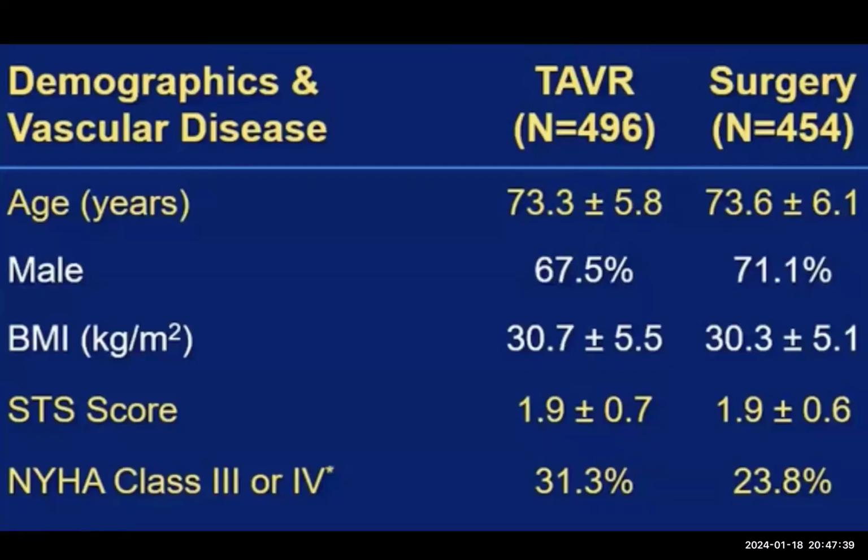And if you see the baseline characteristics, these are low-risk patients. Half of the patients in both groups are in their 60s, most of them. The majority are male, BMI is okay, and the STS score is 1.9. So it's low risk. And they have advanced symptoms in a third of patients. So this is the kind of patient, the baseline characteristics.